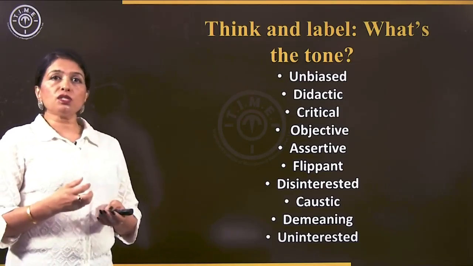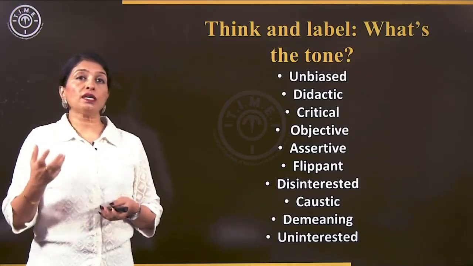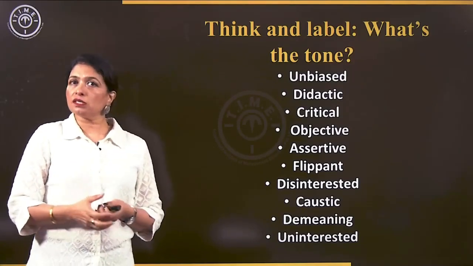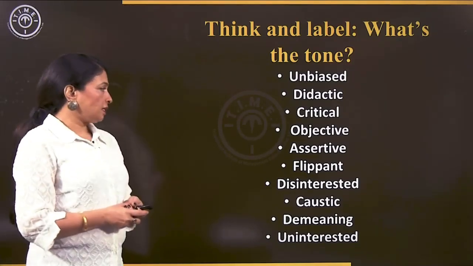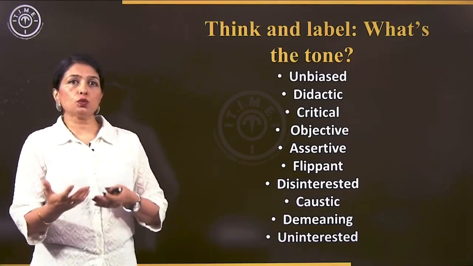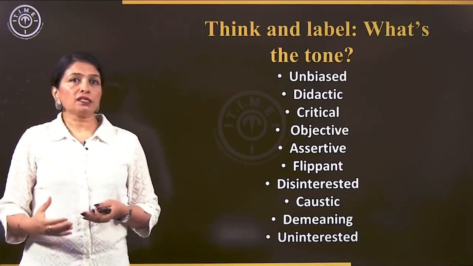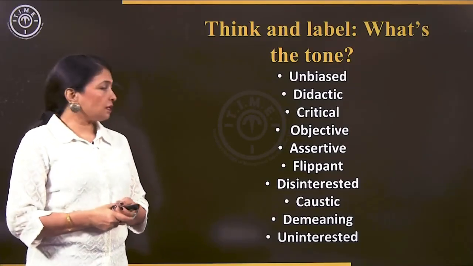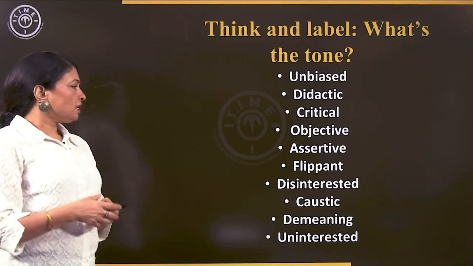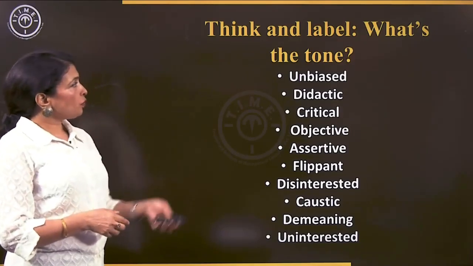Assertive is when the author is trying to push, but he or she is not being aggressive or negative at all. Flippant is when a matter which is of serious concern is being treated lightly. Disinterested is when the author has no emotion or interest towards whatever he or she presents, but the facts that are important are certainly being conveyed. Caustic is something which is bitter and acidic. Demeaning is insulting, and uninterested is almost similar to disinterested. Okay, so here are the words.